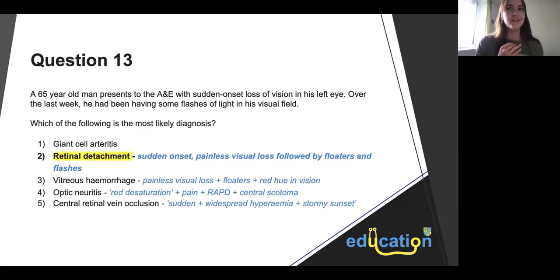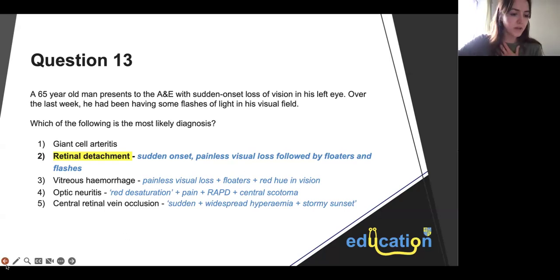So if UCL ever gives you a really kind of peak question with one sentence and barely any information, I think with retinal detachment, you do get floaters, but the flashes of light are more common, whereas with vitreous hemorrhage, you still get floaters, but you also get that red hue in your vision because of the blood in the vitreous space. But both can lead to acute vision loss. And I think no one picked the other answers. It's quite obviously retinal detachment.